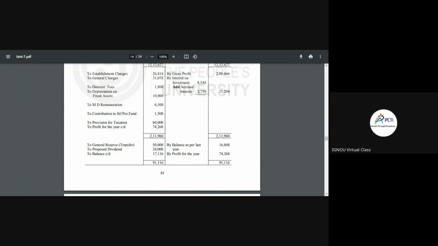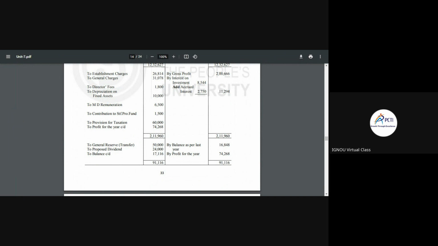As per last year we have 16,848, then we have the profit for this particular year, which will be 74,268. Then on the left side we have a general reserve transfer of 50,000 and a proposed dividend of 24,000. From this total profit, in the end we have a balance carried down of rupees 17,116. So from 91,116 rupees, you need to deduct 50,000 and you need to deduct 24,000.